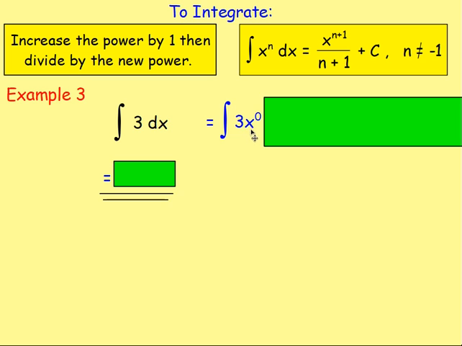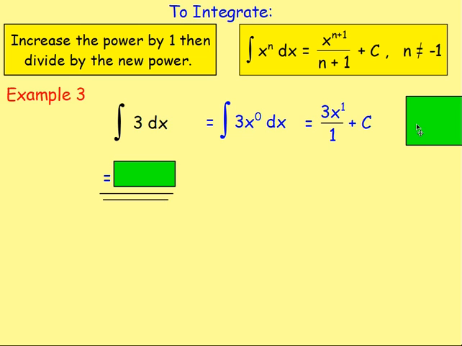If then you integrate it, well, it would be adding 1 to the power, so it would become x to the power of 1. And then we divide by that new power. So you'd have 3x to the power of 1 divided by 1, which will give you that. However, with the 3 and the 1, you could just write that as 3. And x to the power of 1, you can just write as x. So you've really just got 3x. And again, you've got the plus c.